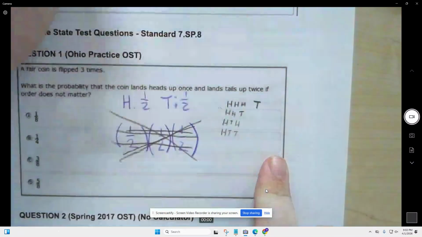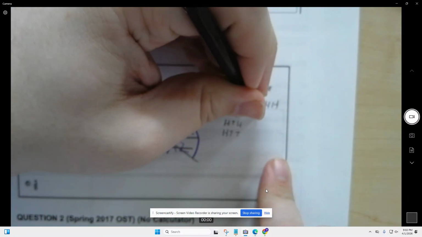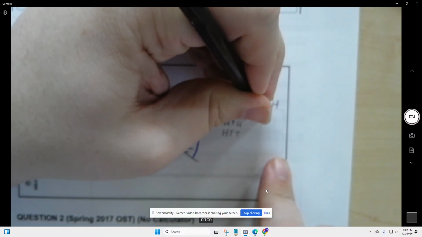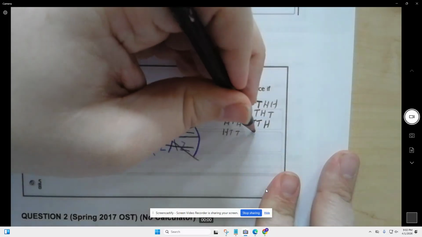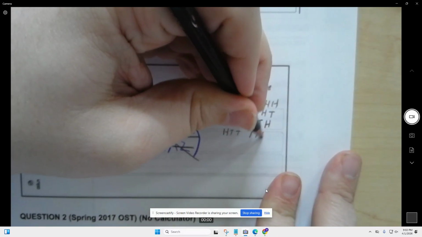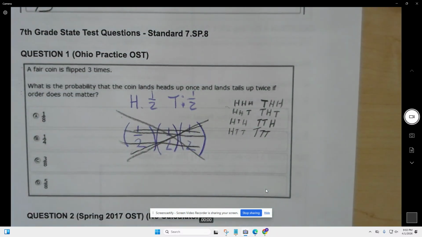Now, if your first throw lands tails, your second one can land heads, and then heads. Your second one can land heads, and then your third lands tails. Or your second one can land tails with your third landing heads, or your second one can land tails with your third landing tails. You can get all tails.